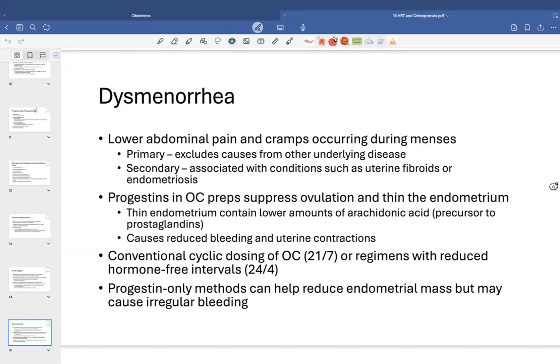So that is the approach to dysmenorrhea. You can go progestin only, but the bleeding gets irregular. So, progestin and estrogen combination.